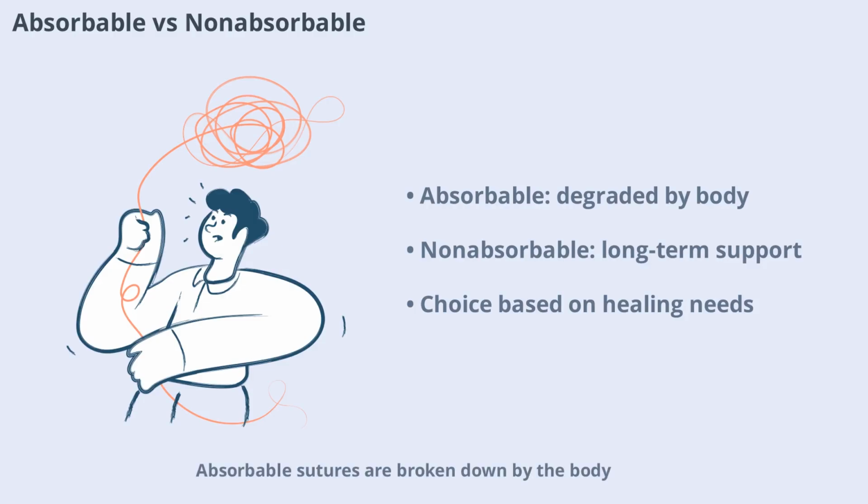Absorbable sutures are broken down by the body, making them ideal for internal tissues that heal quickly. Non-absorbable sutures remain in place, providing long-term support for wounds that require extended healing. The choice depends on the location, healing time, and patient needs, ensuring optimal outcomes for each procedure.